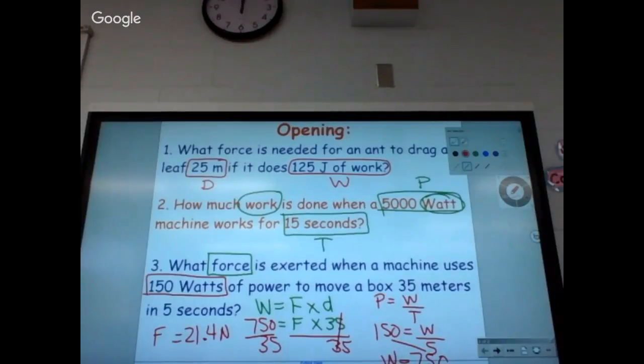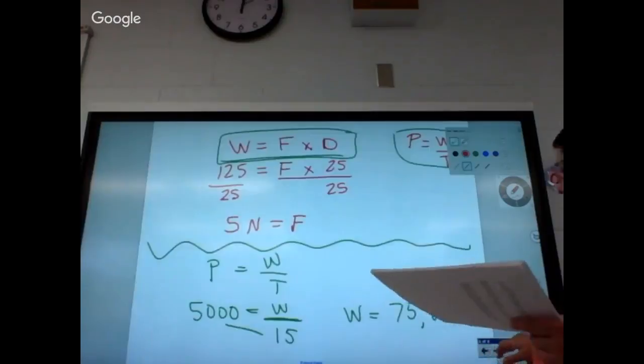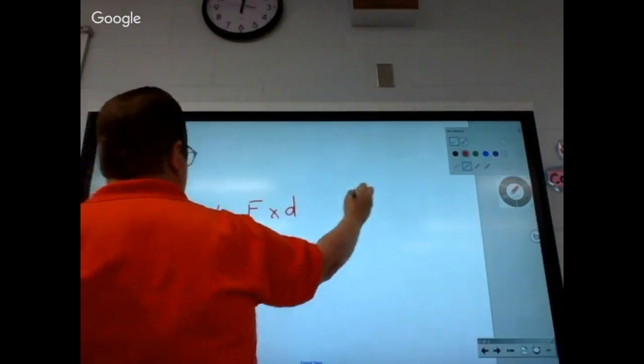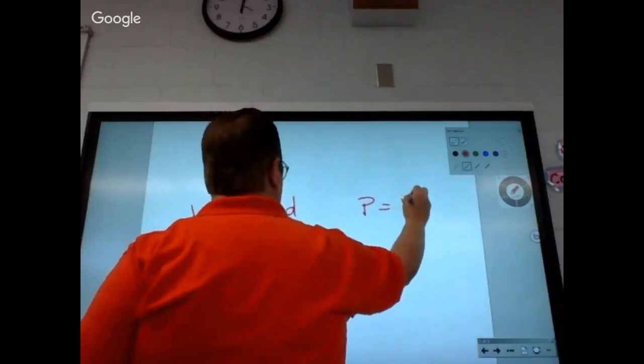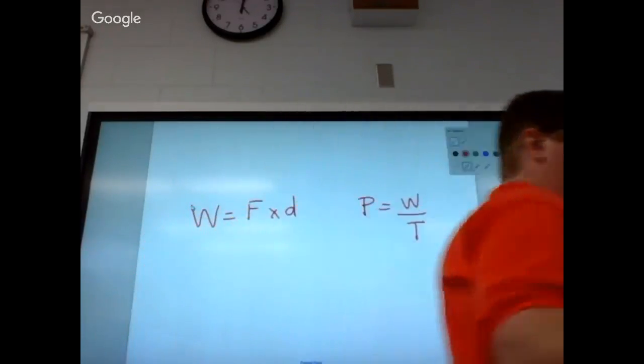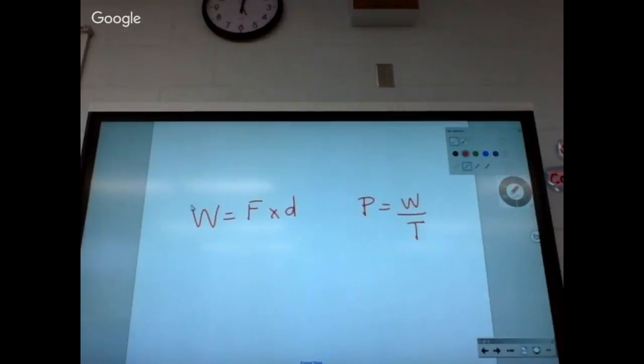Now, what two formulas are we using? We're using work and power, okay? My people who were absent yesterday, for my absent people, they are on your reference table. The two formulas we're using are basically this and this, okay? And this is what our lab is on.